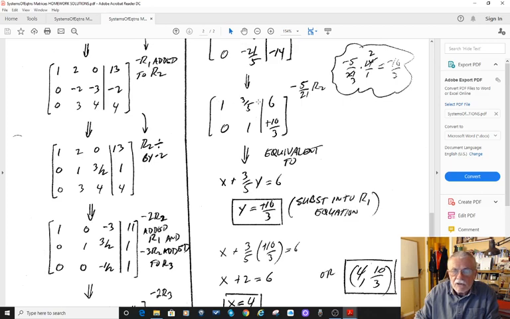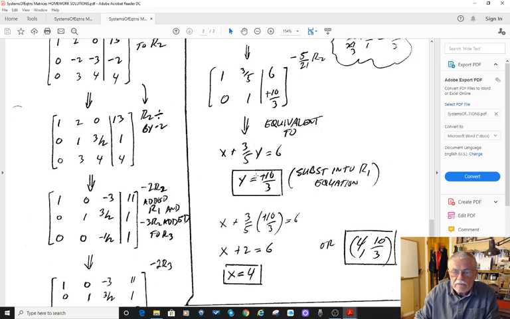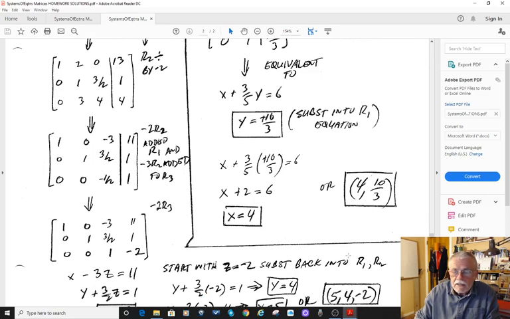I get my first equation is equivalent to x plus 3/5 y equals 6. Second equation is y equals 10/3, which is nice. Substitute this back into here, backwards substitution, and look at what happens. I mean, the 3's go. 10/5 is 2, x plus 2 is 6, x is 4. So this would be my solution set. I didn't put the squiggles around it here.